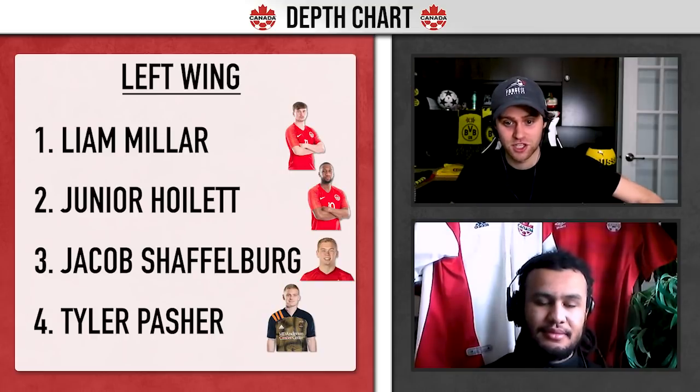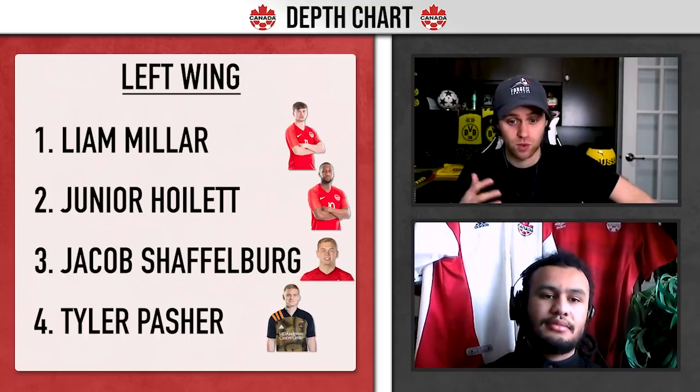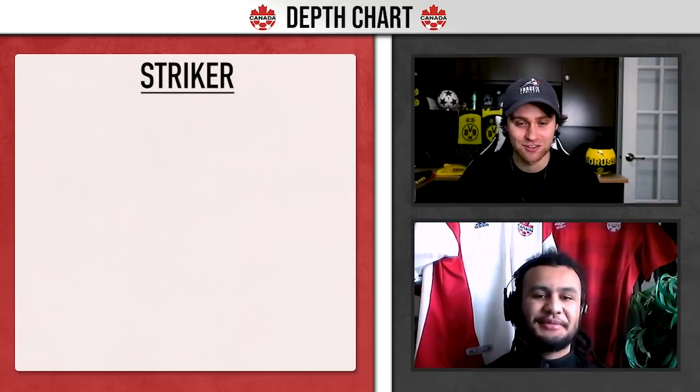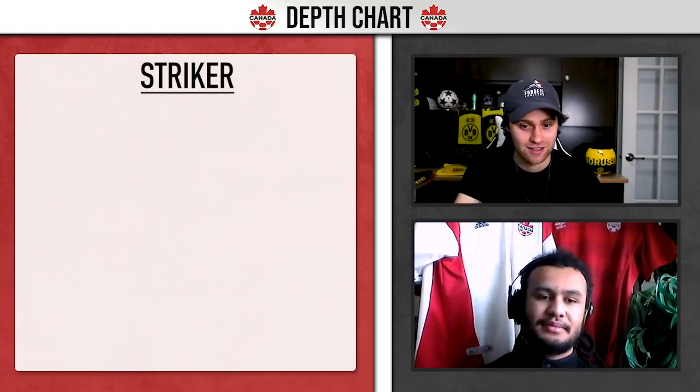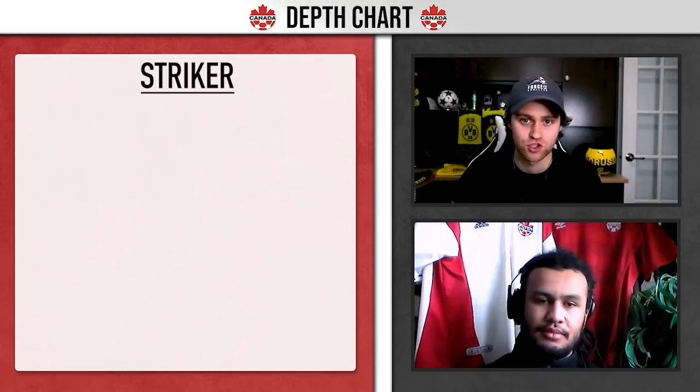The winger position has become so important for Canada. It gives John Herdman that ability to adapt different formations, and that's why we've seen so many of them. But one position you can't really get rid of is striker, and it's one that we're going to touch on lastly before we edit this video. So Alex, it's all yours, my man. Go through the 4 strikers that we have on our depth chart for the striker position.